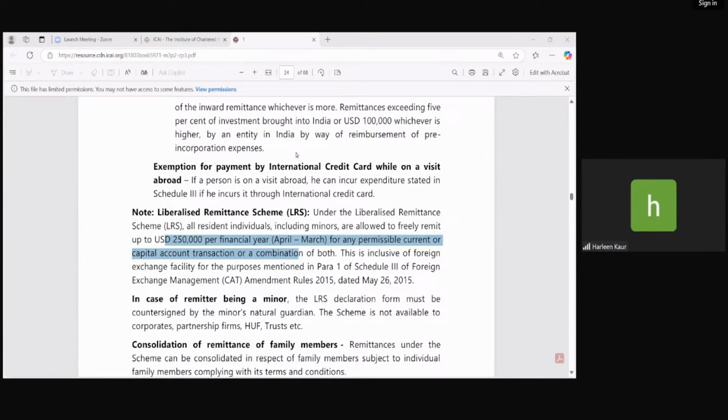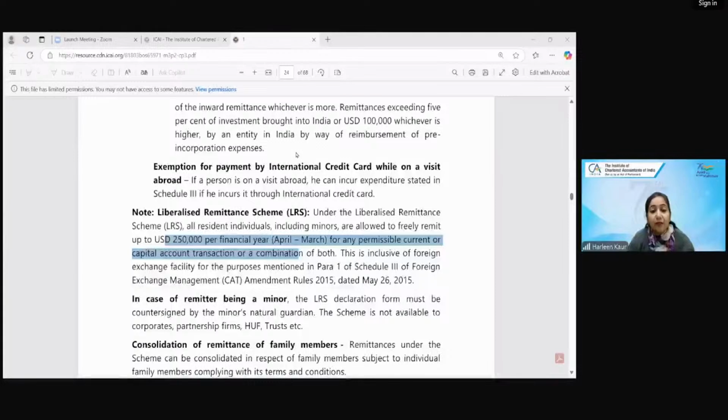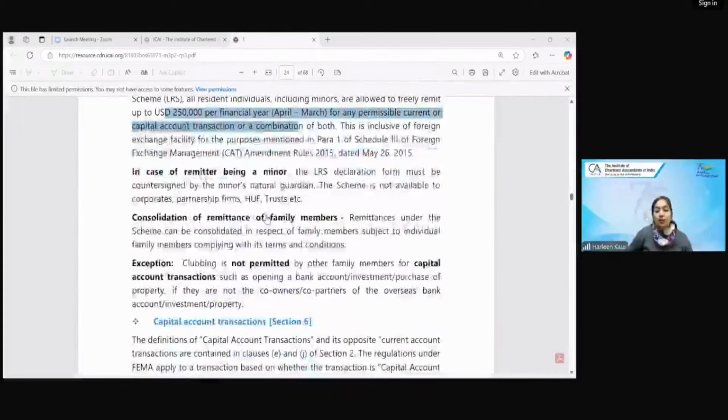Now, if the remitter is a minor, the LRS declaration form has to be countersigned by the minor's natural guardian. This scheme is not available for corporates and partnership firms. Simple. For consolidation of remittance of family members, individual family members shall be complying with the terms and conditions.